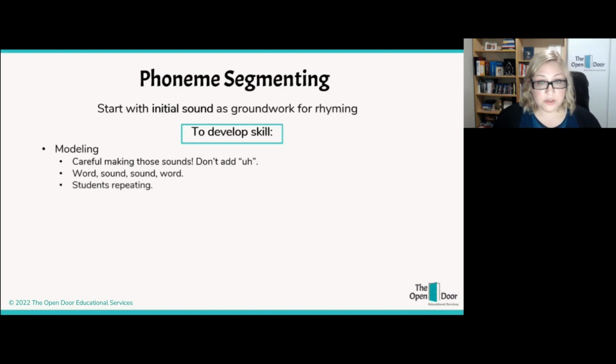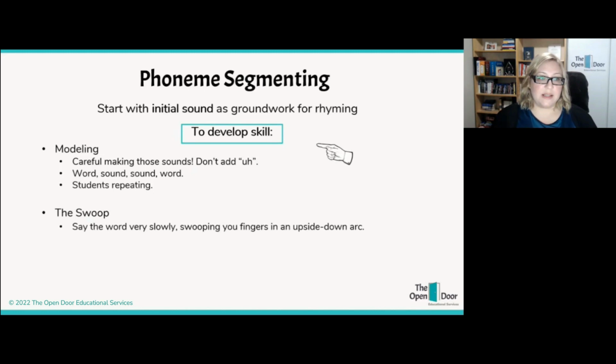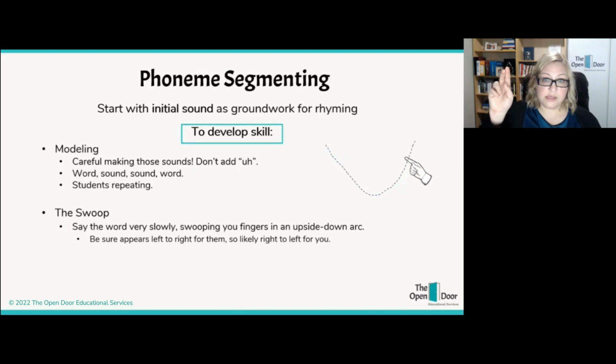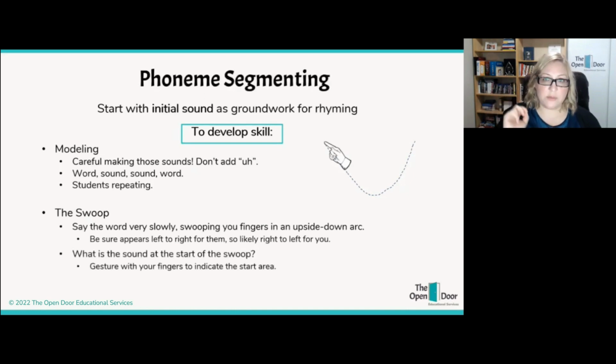So a very useful tool for helping students to understand this is something called the swoop. So basically, you're going to say the word very slowly, and you swoop your fingers in this left to right, from the student's perspective, gesture. Say the word slowly, top. And then you would just say, now what's that first sound at the beginning? T. And so they have that, again, that little visual point to focus in on to represent that first sound.